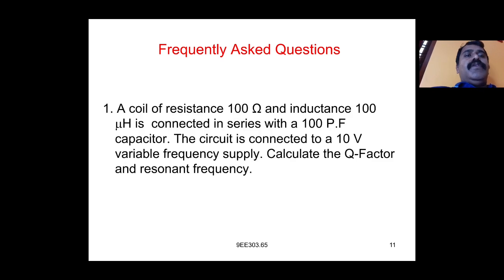Frequency class questions: a coil of resistance 100 ohms and inductance of 100 microhenries is connected in series with a 100 picofarad capacitor. The circuit is connected to a 10 volt variable frequency supply. Calculate the Q factor and the resonant frequency here.